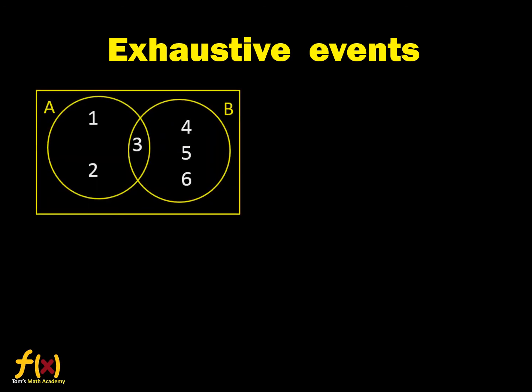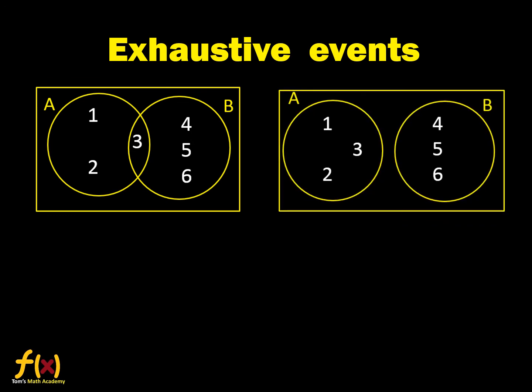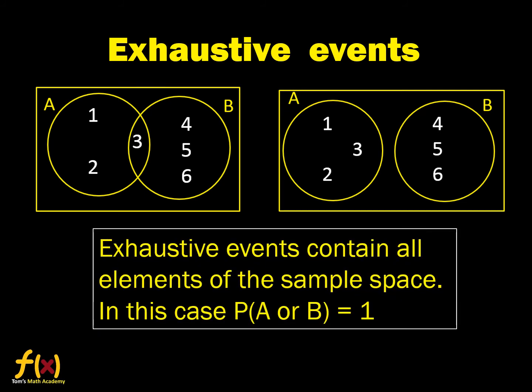Exhaustive events. What is the meaning of this? Look at the Venn diagrams. Exhaustive events contain all the elements of the sample space. It is in A and B. If you add A and B, you get all the elements. So probability of A or B is equal to 1 because all the 6 elements are included. 6 out of 6 is 1. So that is exhaustive events. We are trying to learn more terminology in these probability concepts.